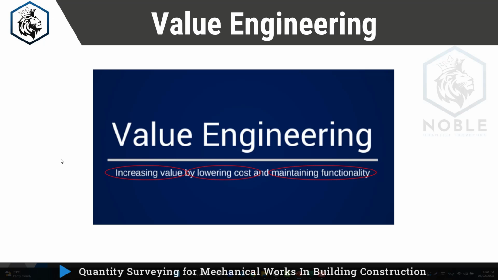So what I meant is, if I'm maintaining the same functionality, then why should we not use an alternate? Okay. So this is the meaning of value engineering. I'll explain one by one about these 3 words of value engineering.